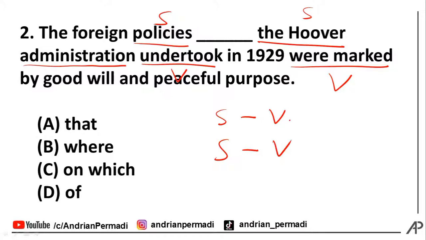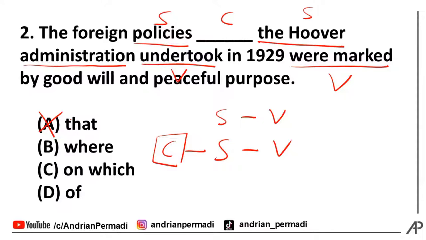Now, if we have found more than one subject or verb, then we will need a connector or a conjunction. This is the basic pattern for multiple clauses, where a connector will connect two sentences: one is a dependent clause, and the second is an independent clause. Now, the blank space is close to the word policies. Policies is considered to be a noun. A clause that functions to explain a noun is called an adjective clause, and one of the connectors is that.